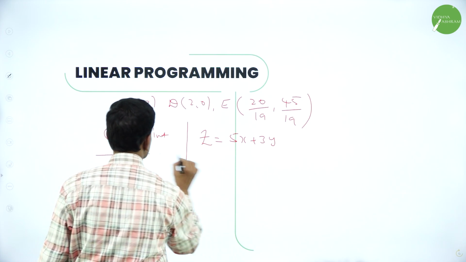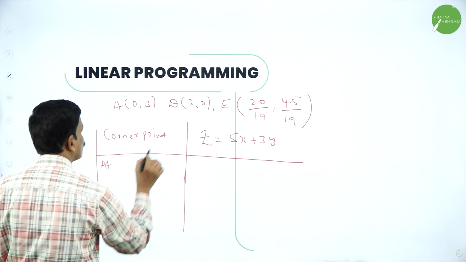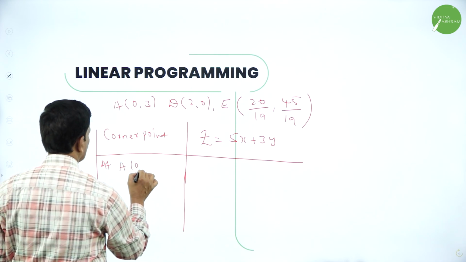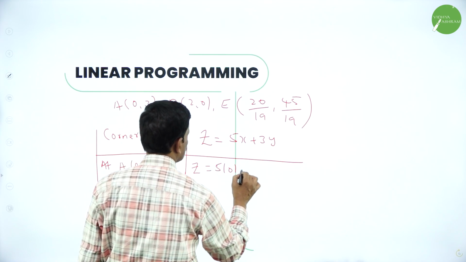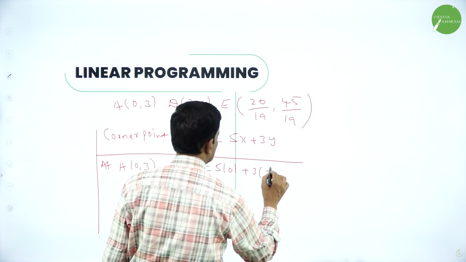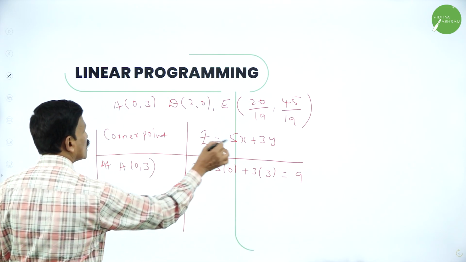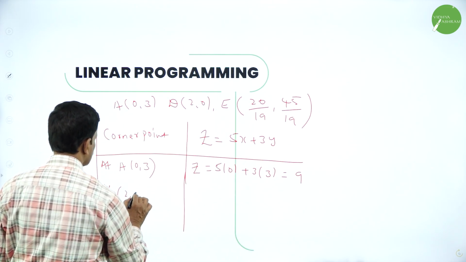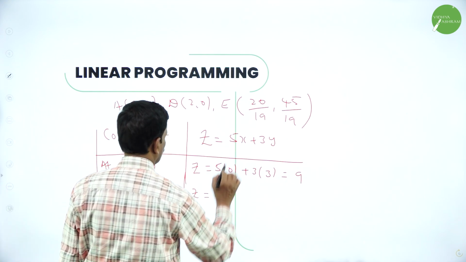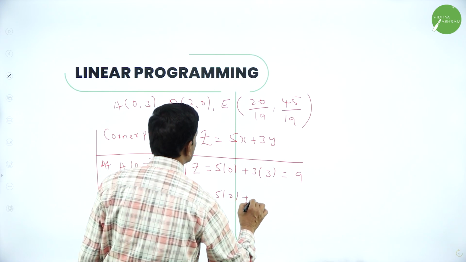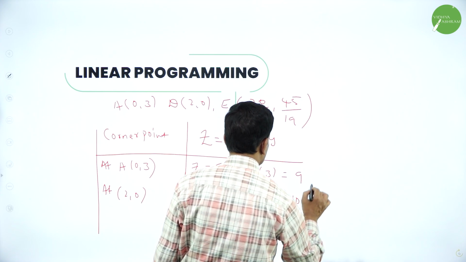Right, Z = 5x + 3y. Now at the first point A (0, 3), substitute here. Z is equal to 5 into 0 plus 3 into 3, that's equal to 9. Now at the second point (2, 0), Z is equal to, what will you get? 5 into 2 plus 3 into 0, that's equal to 10.